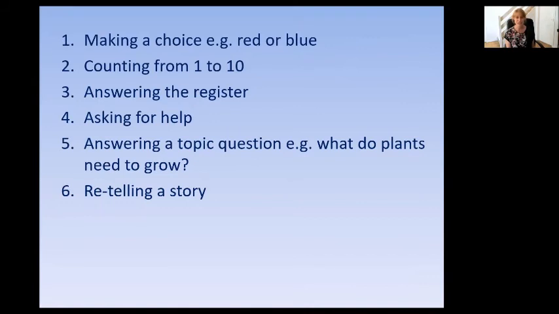And finally, retelling a story. That's always going to be a lot harder, but children might be willing to do that writing it down or through pictures, but that has quite a high communication load.